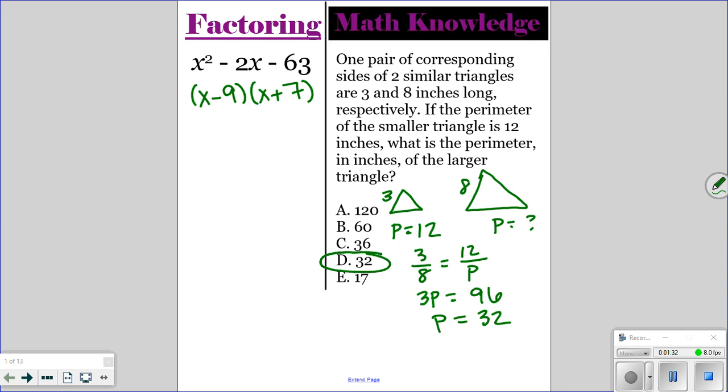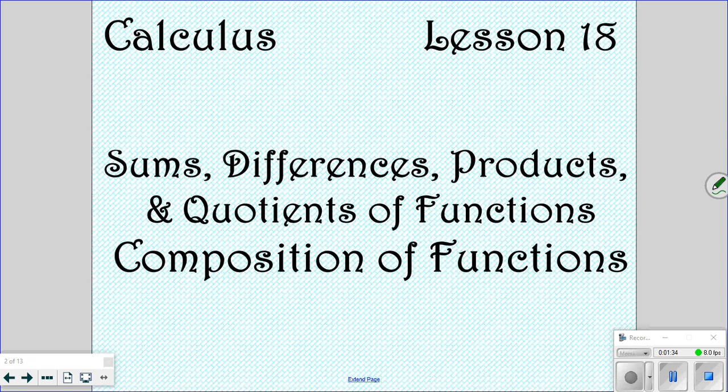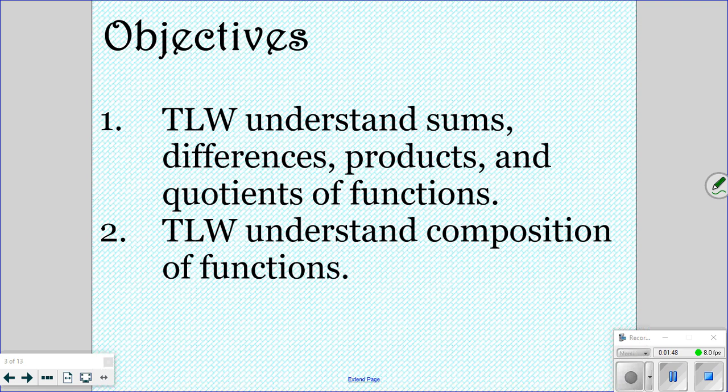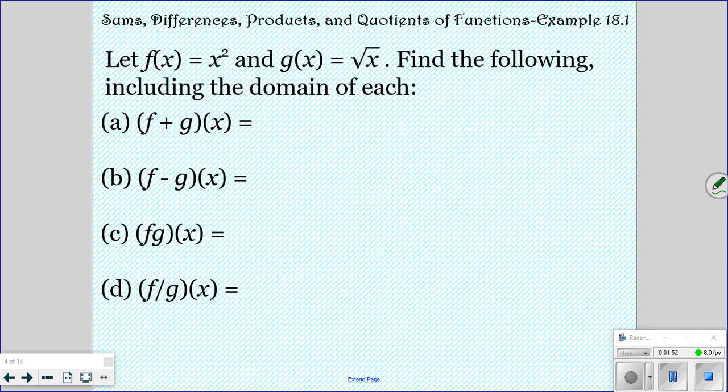Okay, so now we're going to look at lesson 18, sums, differences, products, and quotients of functions, and then the composition of functions. This should be reviewed from pre-calculus, maybe algebra 2, but definitely from pre-calculus. So hopefully this won't be a terribly difficult lesson for y'all to understand. So we have two functions. We want to find the part A, B, C, and D, and then also the domain of each.